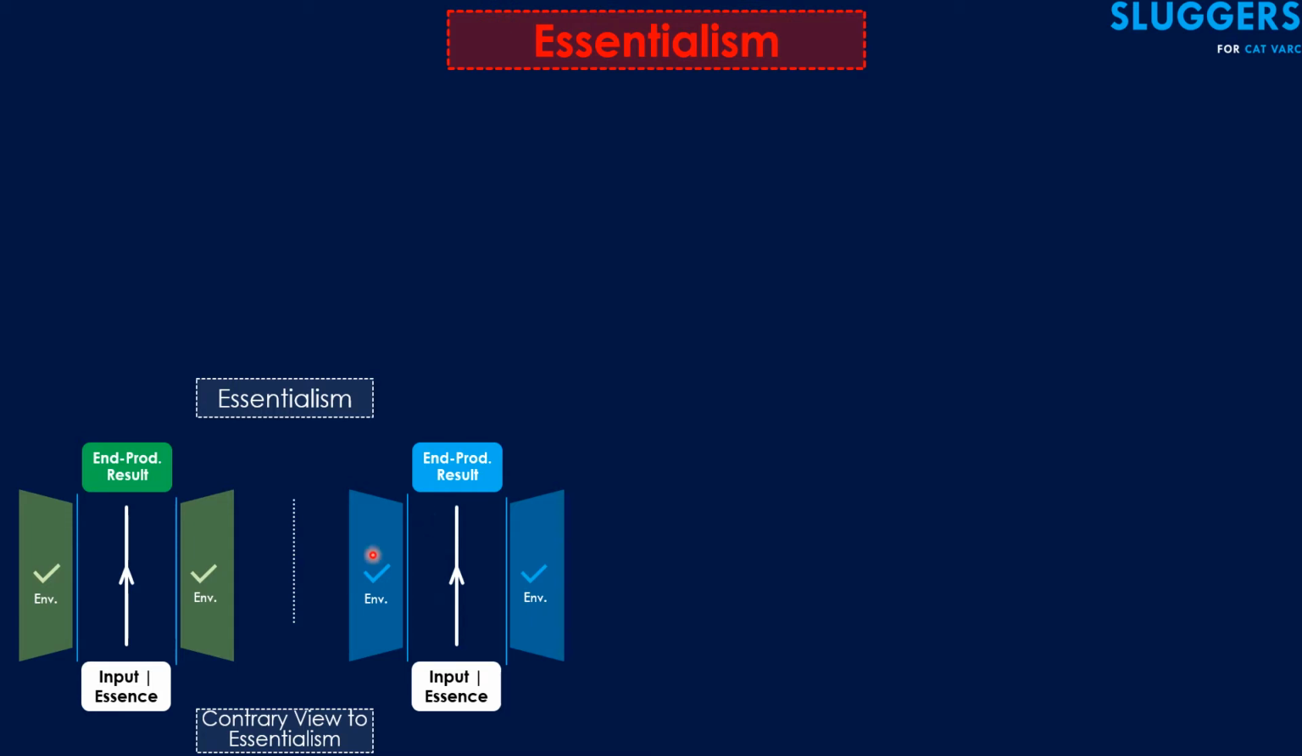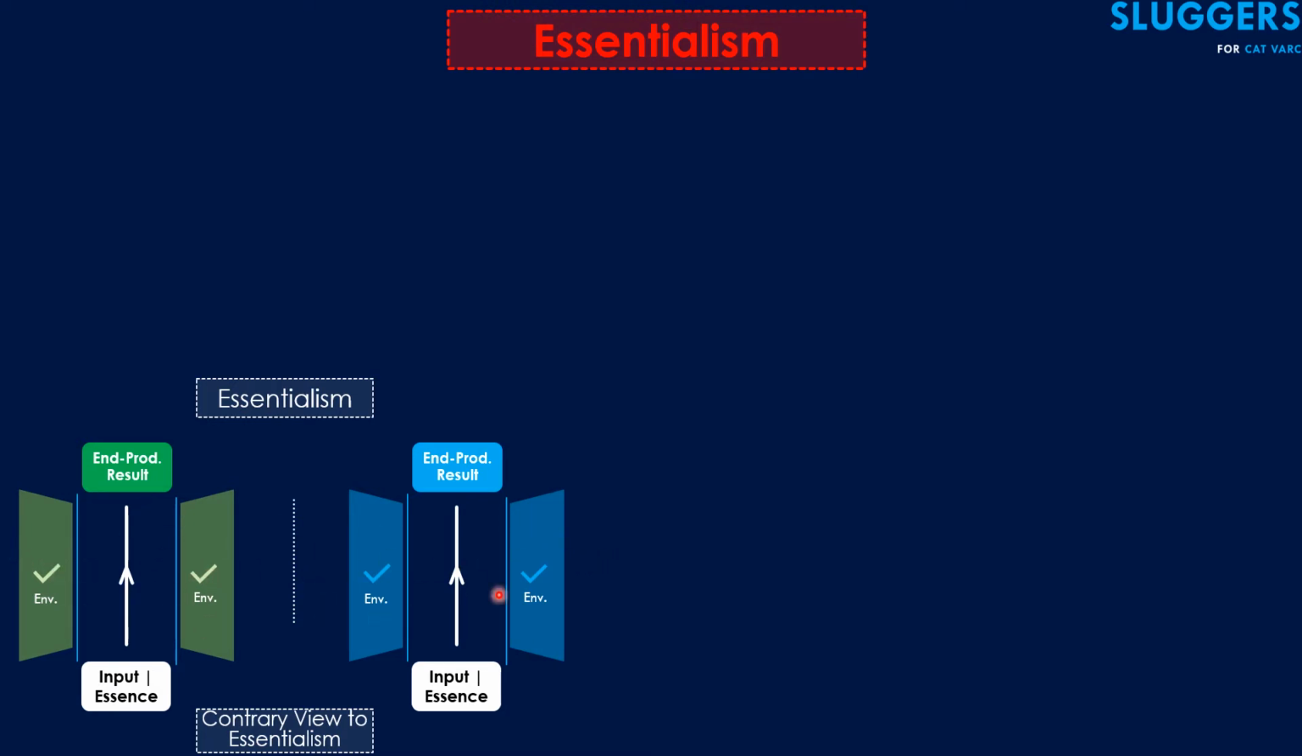the end product can be a factor of the initial input and the environment, right? Now, guys, the view that is contrary to essentialism is a view that emphasizes that out of these two factors, the first factor being the initial input and the essence, and the second factor being that of the environment, the contrary view to essentialism overemphasizes the weightage that is attributed to the environment.